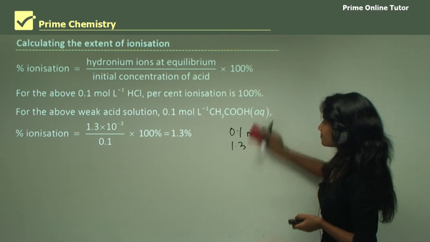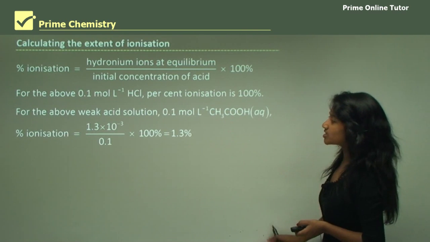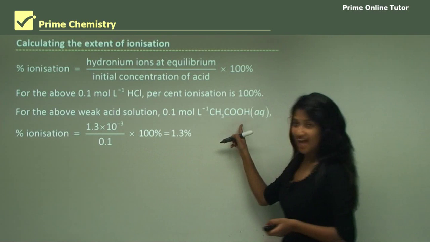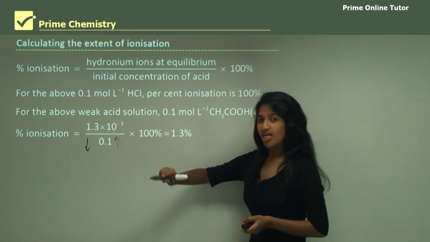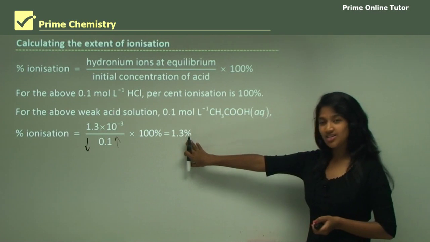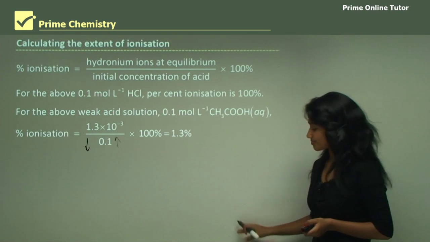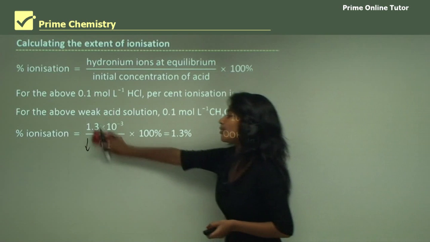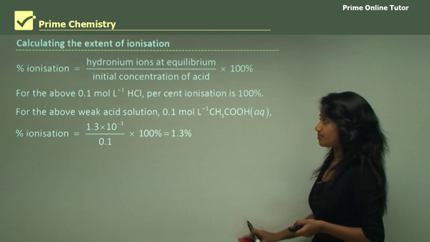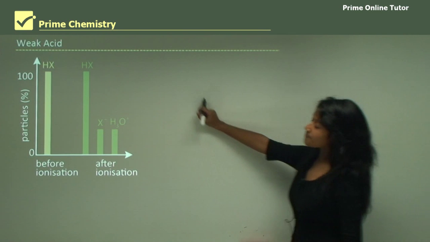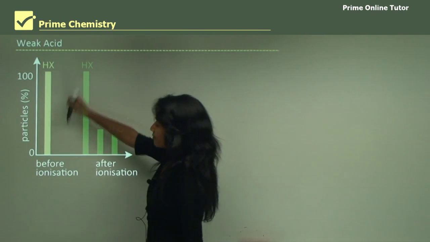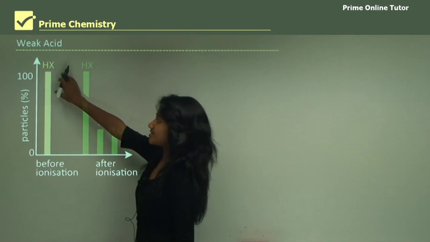Now note that if the concentration of the acetic acid decreases or increases, then our value here is going to decrease or increase. This is a very important point for later in the dot point. Now let's look at weak acids. Before ionization, we have the acid HX.